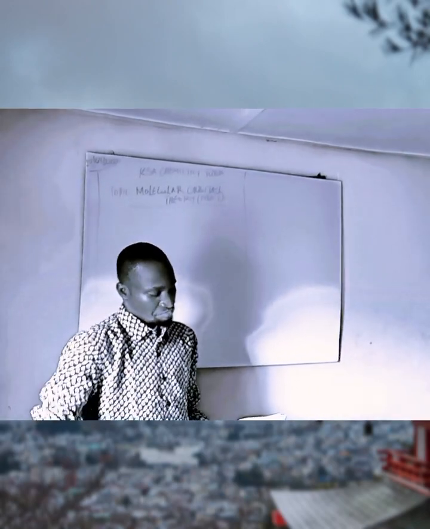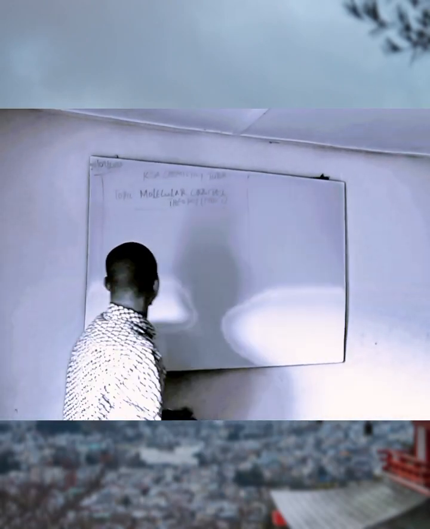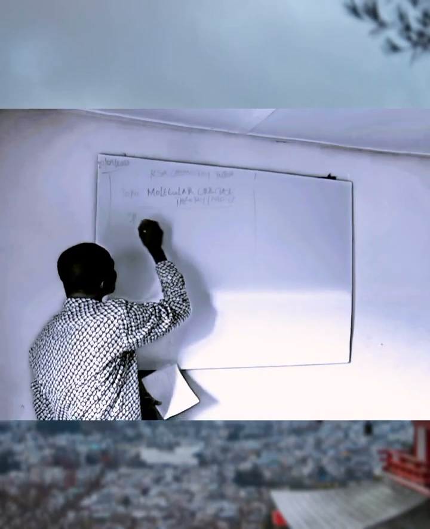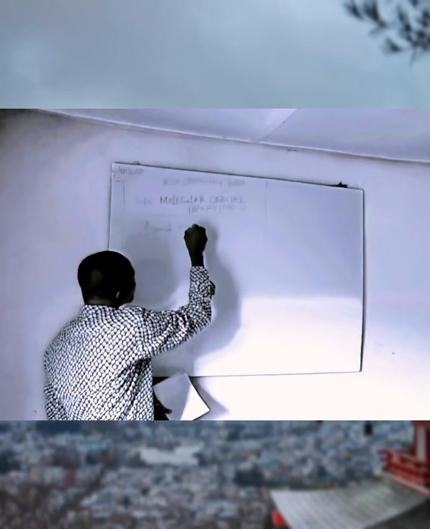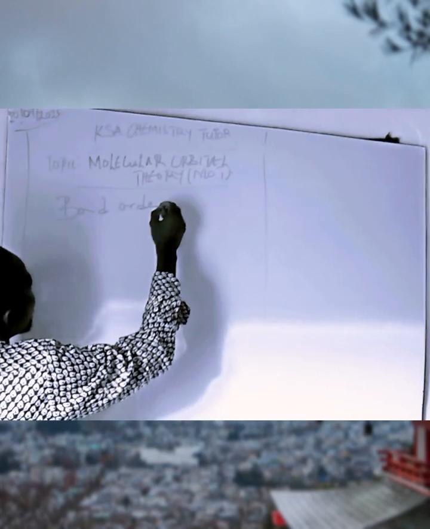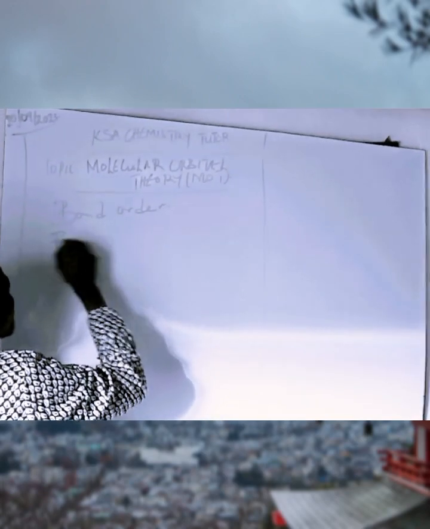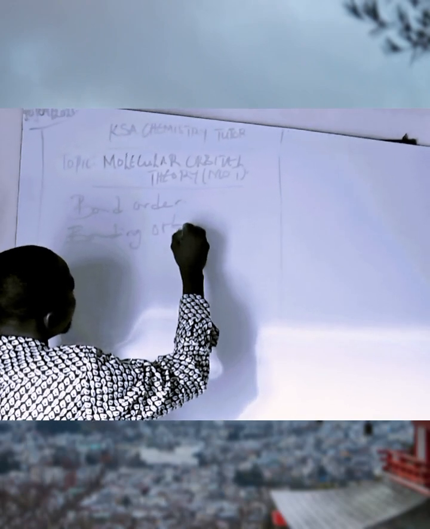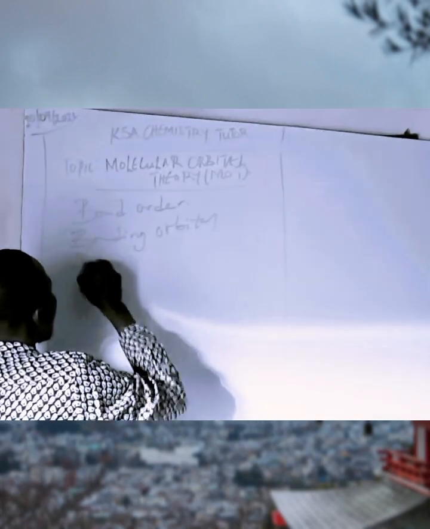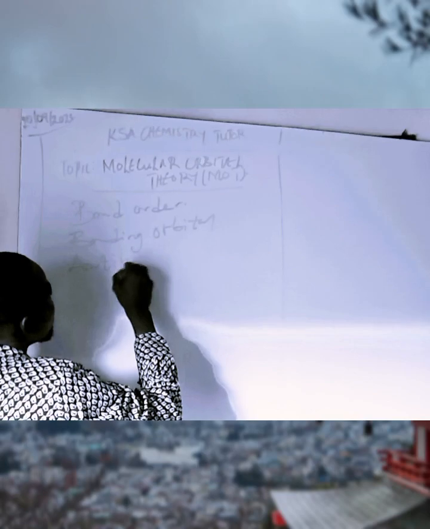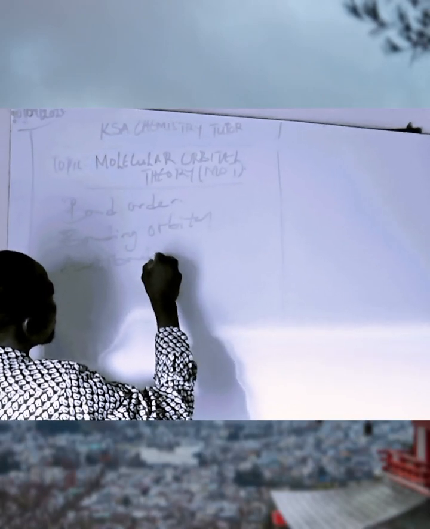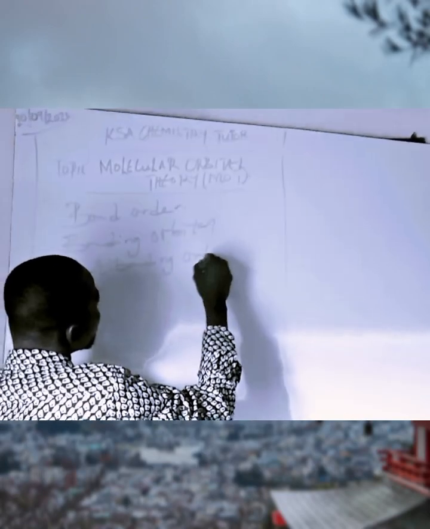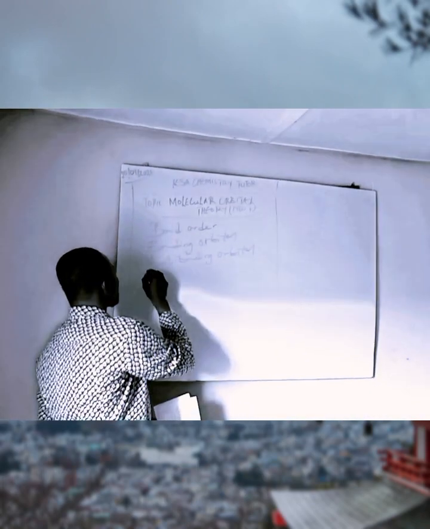Now, in molecular orbital theory, we have some terms that we use, such as bond order, bonding orbital, then anti-bonding orbital. Let's take a sample.